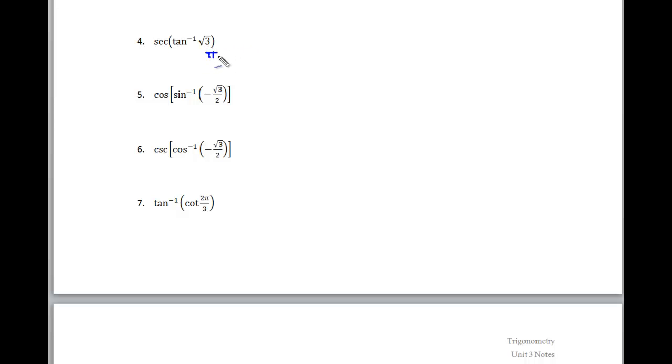So what I have here is the square root of 3 on the first and fourth quadrant. The tangent at pi over 3 is square root of 3. So let's take the secant at pi over 3, which is going to be 2.